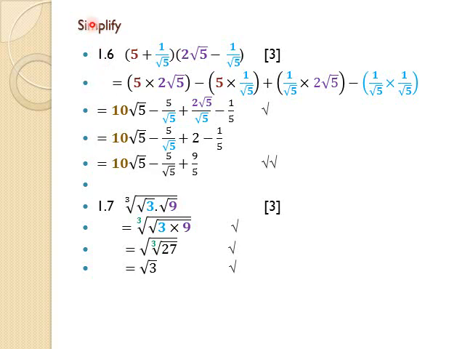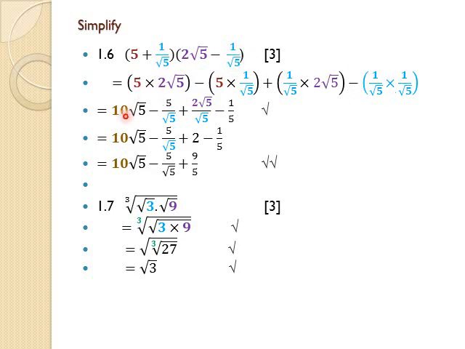So here in 1.6, they say simplify. Give me two terms in brackets, another 2. And basically, we are testing whether you can multiply. So there, 5 times 2 square root 5. Positive times negative, give me negative. 5 times 1 over square root 5. Then positive times positive, stay positive. 1 over square root 5 times 2 square root 5. Then positive times negative become negative. 1 over square root 5 times 1 over square root 5.